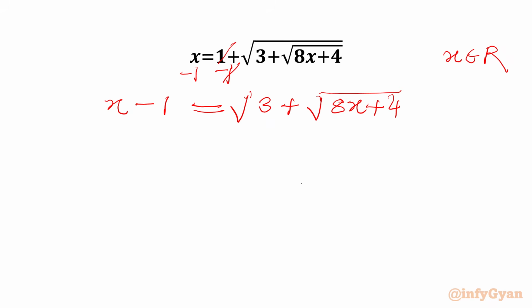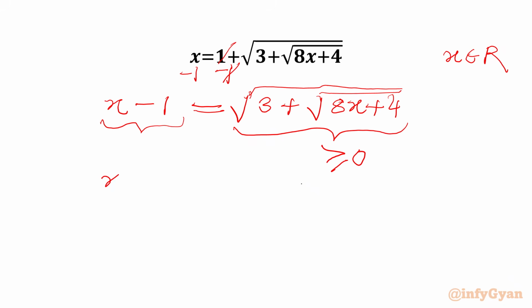Now we can talk about the domain of the equation. We have a square root on the RHS, so this quantity must be greater than or equal to 0. So the LHS must be non-negative. We will write the first condition, or first inequality: x minus 1 should be greater than or equal to 0. So from here we get x should be greater than or equal to 1.